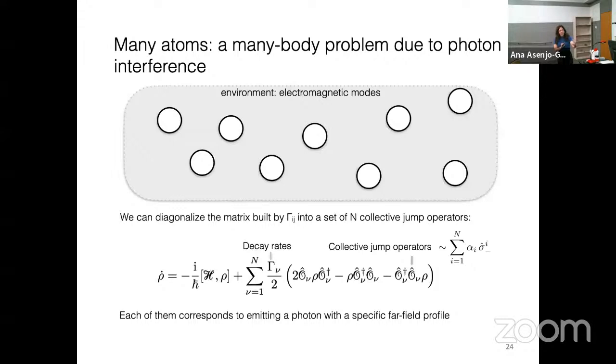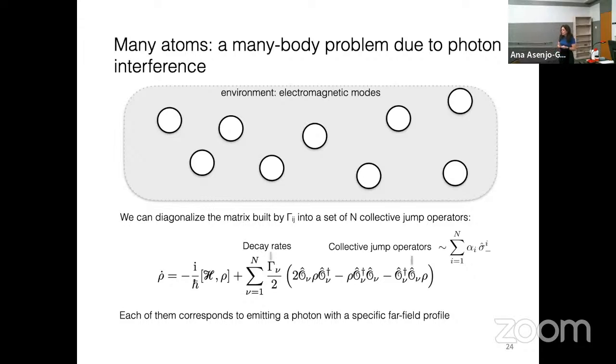There are n of them, and each of them corresponds to emitting a photon. This process of emitting a photon is going to imprint phases on the atoms. It also corresponds to a very well-defined far field emission. There will be some process of decay that results in photons being emitted in your direction, and some other jump operator that involves photons being emitted in that direction. That's what these collective modes represent.